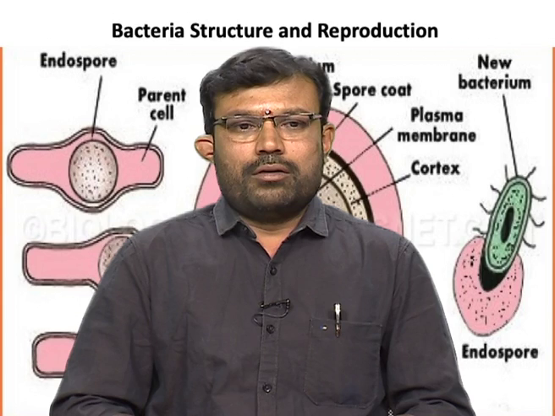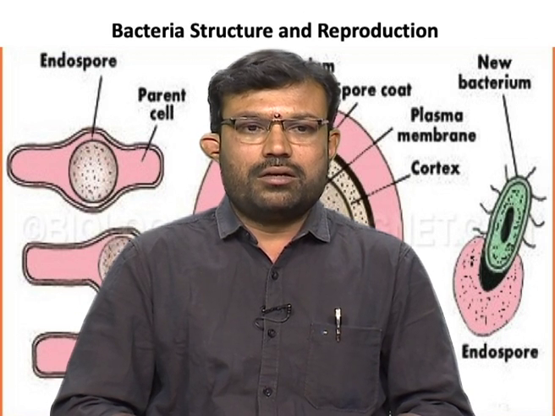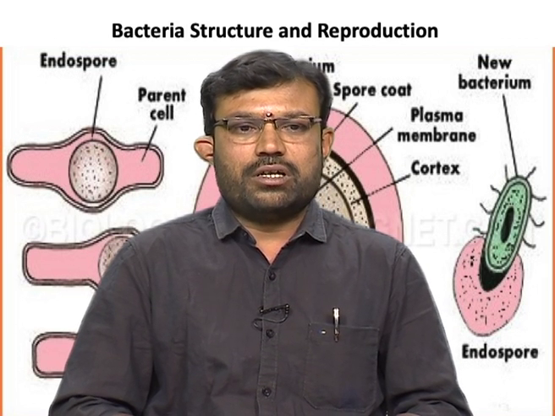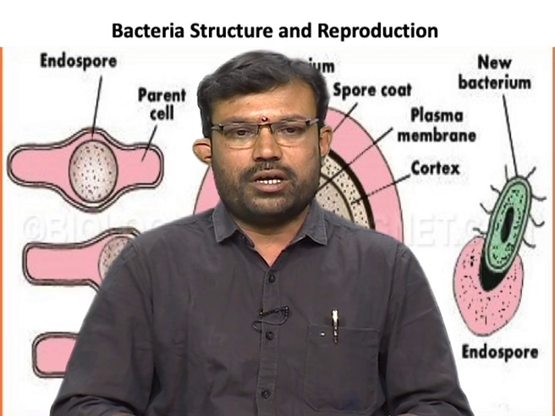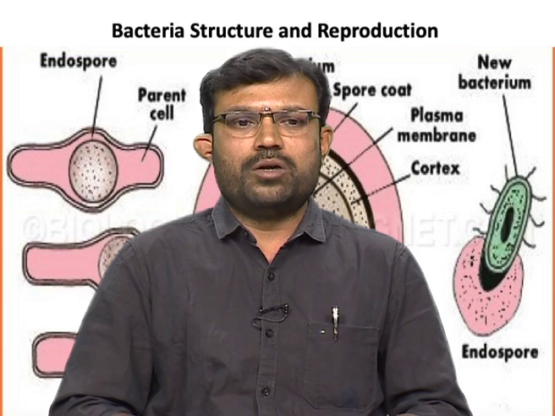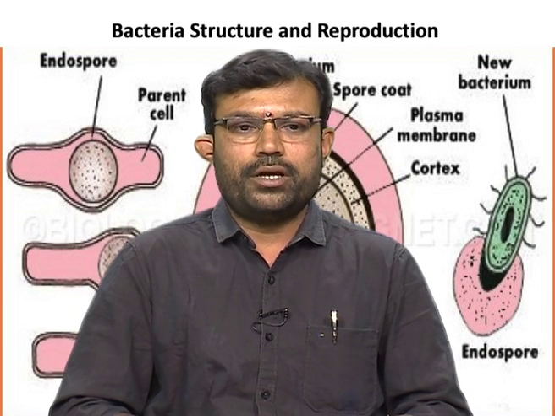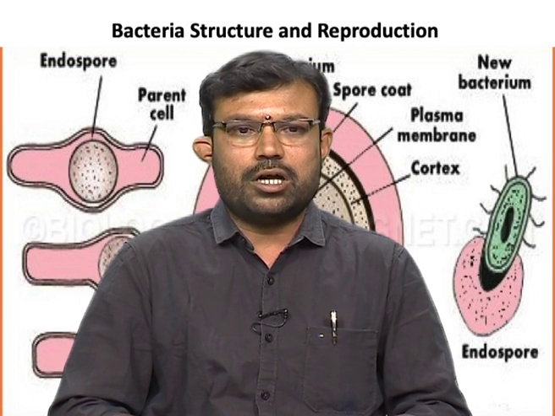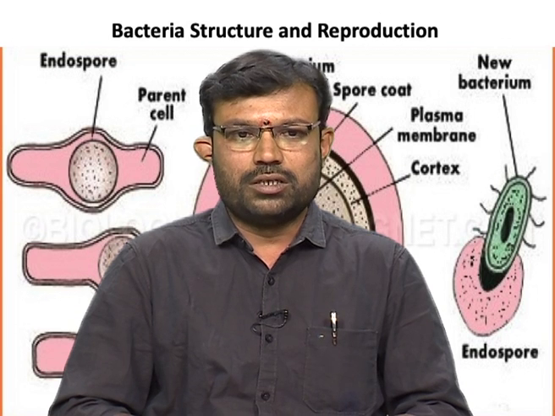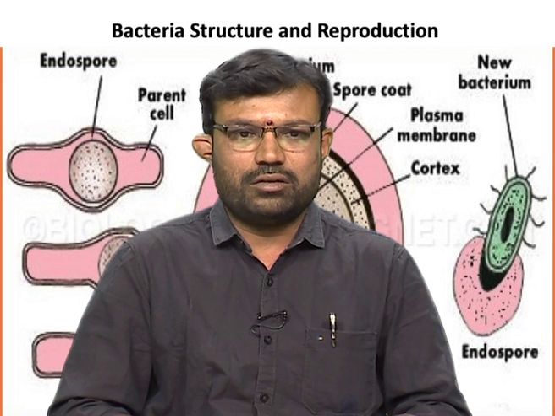Then next, the prokaryotic cell. When compared to the eukaryotic cell, the prokaryotic cell lacks some cell organelles such as mitochondria, Golgi bodies, endoplasmic reticulum and a well developed nucleus. These are membrane bound organelles, and they are absent in the prokaryotic cell.